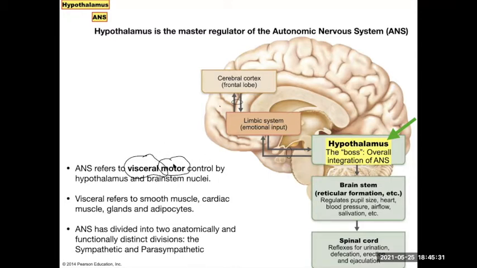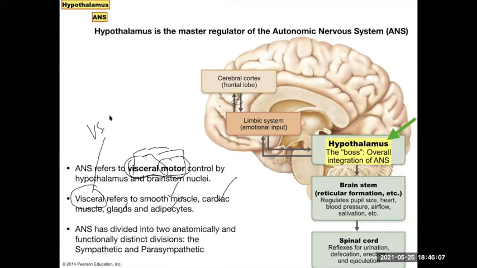Some books add in visceral sensory, but the simplest way to think about it is visceral motor. And what does visceral mean? It means smooth muscle. It means cardiac muscle, your heart. It means all the glands of your body. It means also adipocytes, because it's going to stimulate the metabolism of adipocytes. So we'll cover some of these and see what we mean, but that's what visceral refers to. And we're going to contrast this with what?